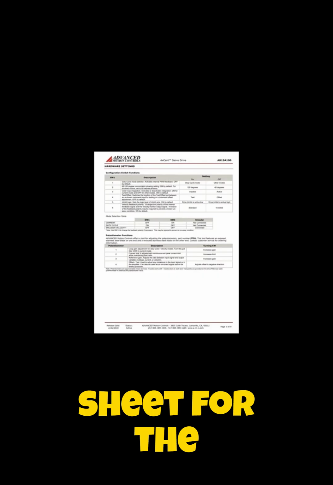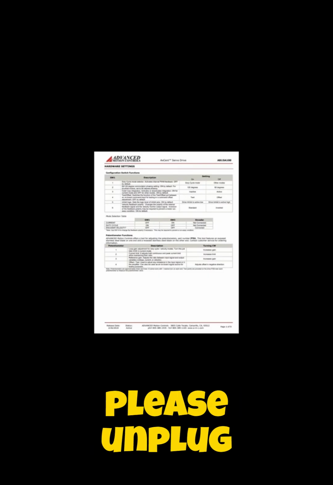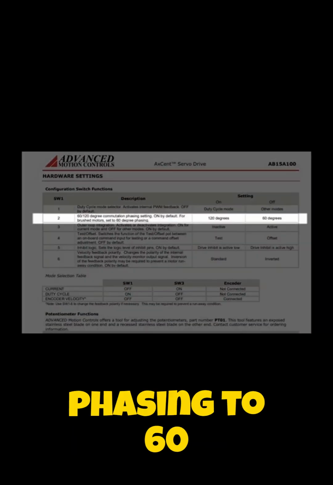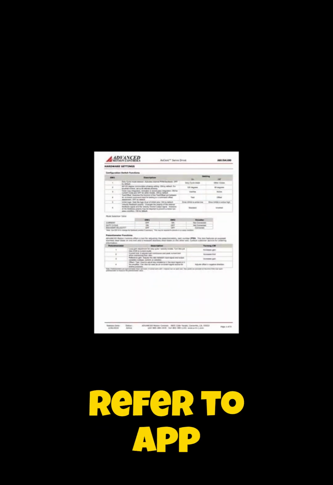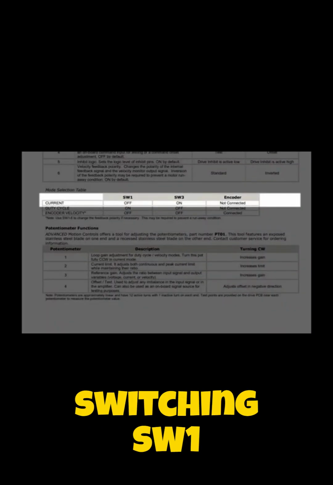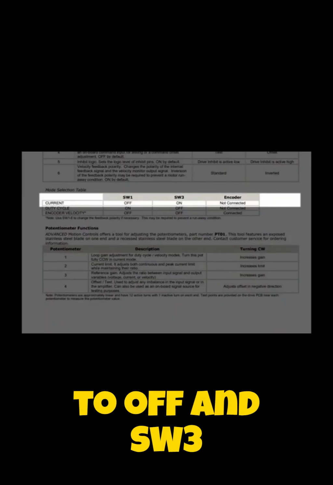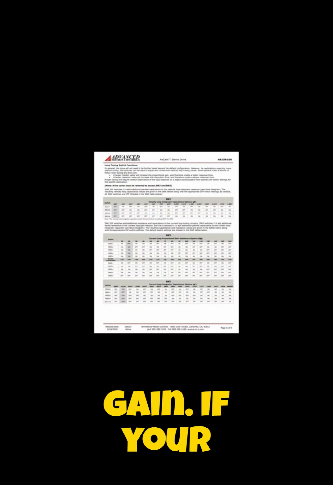This is the datasheet for the drive I will be using, the AB15A100. The switch settings are found on page 5. If you haven't already, please unplug the hall sensors and switch the phasing to 60 degrees. If you are not able to do this, please refer to app note 15 for more information. For this system, I will put the drive in current mode by switching SW1 to off and SW3 to on. Switch bank 3 will be used to set the proportional and integral gain.